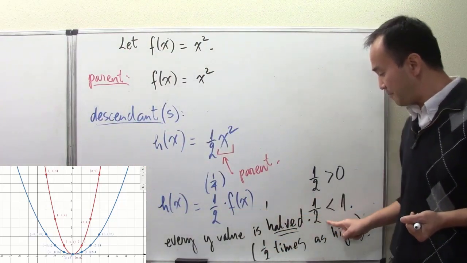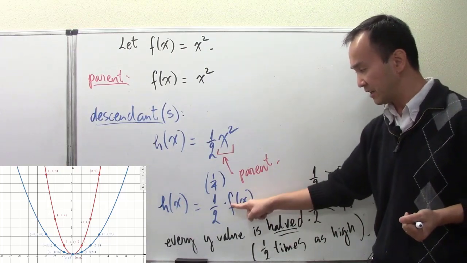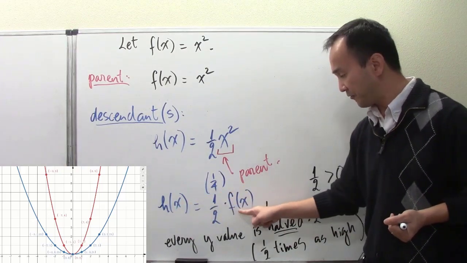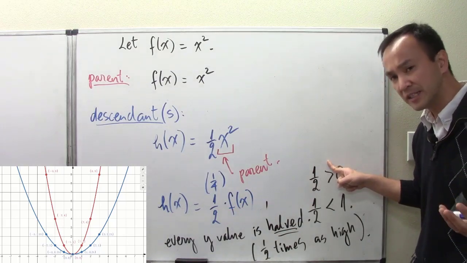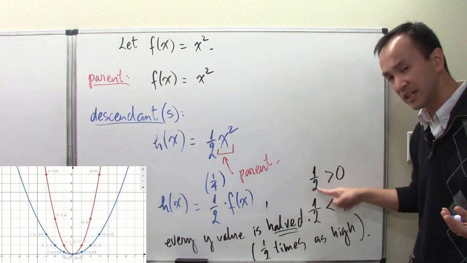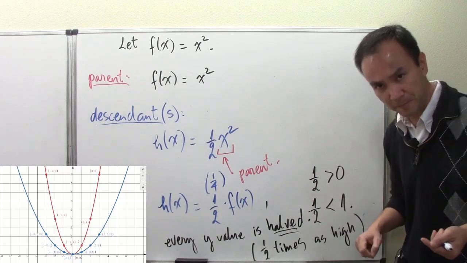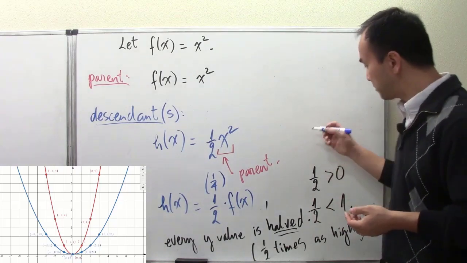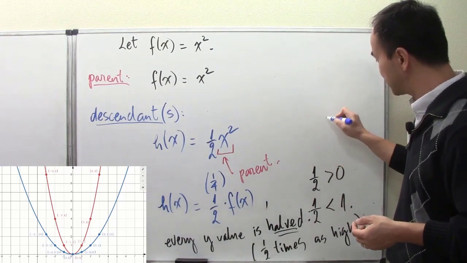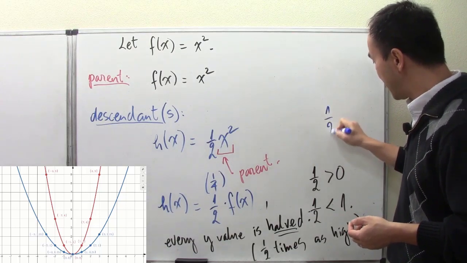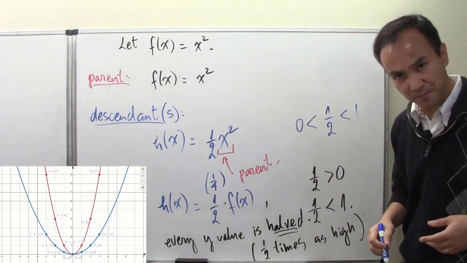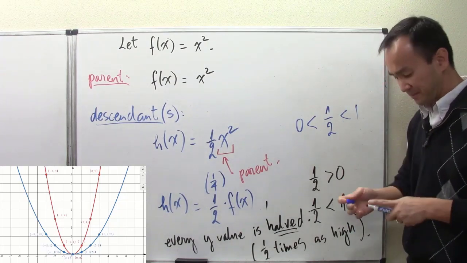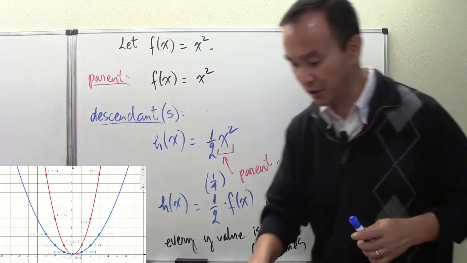So what happened here is that this function is defined as the parent function multiplied with a positive coefficient or positive constant, but then the constant itself is below 1. It's less than 1. Many textbook authors write this as 1/2 is less than 1 but greater than 0. That works too. That's how I'm seeing it so far.